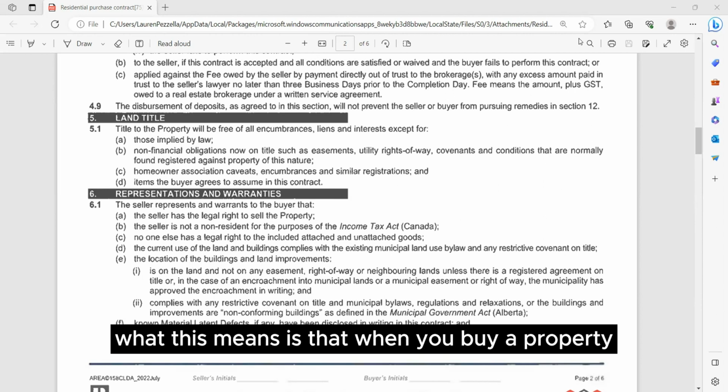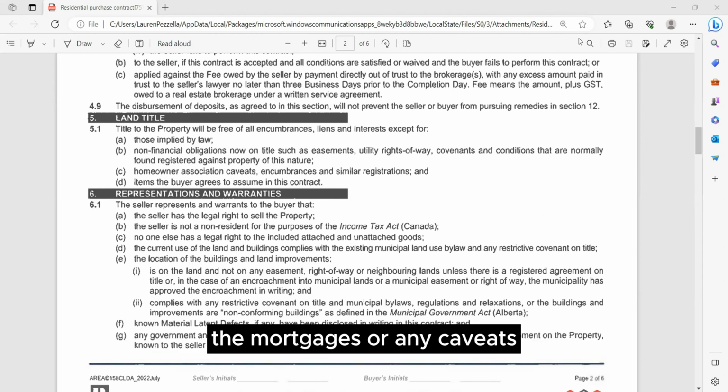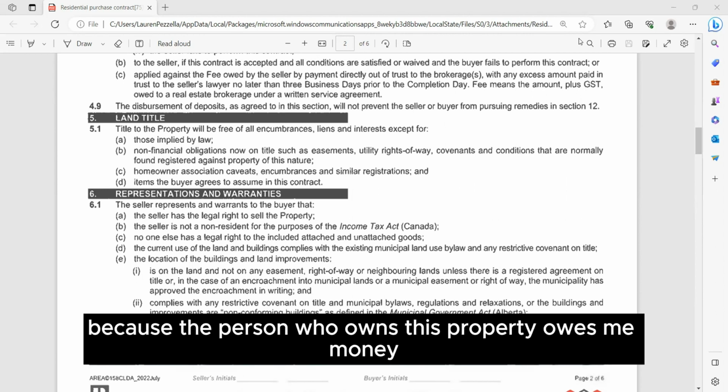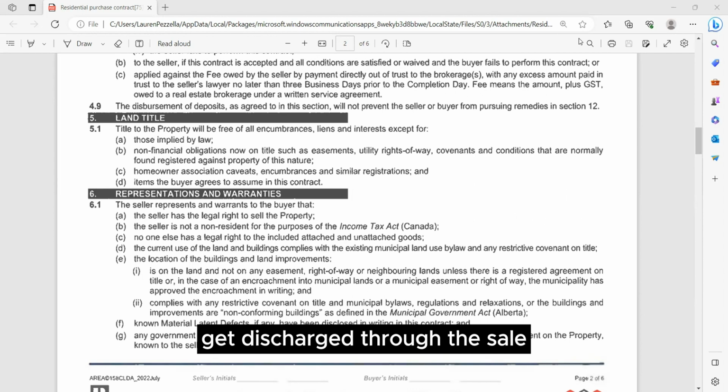But for the most part, what this means is that when you buy a property, the mortgages or any caveats or any writs, things associated with, I've put something on this property because the person who owns this property owes me money, get discharged through the sale. So when you say free and clear of all encumbrances and liens, that's what it means.